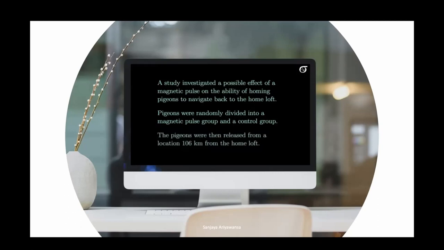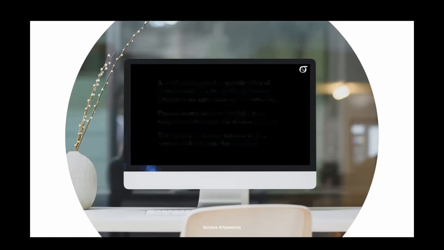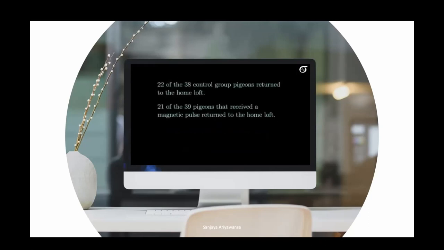The pigeons were then released from a location 106 kilometers from the home loft, and this was an unfamiliar release point for the pigeons. And it was thought that the magnetic pulse may very well negatively affect the pigeons' ability to navigate. 22 of the 38 untreated pigeons, the control group, navigated back to the home loft, and 21 of the 39 pigeons that received a magnetic pulse returned to the home loft.